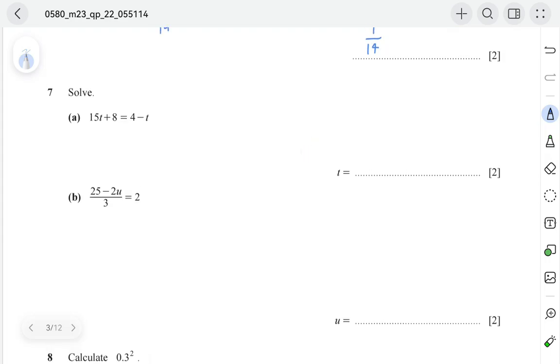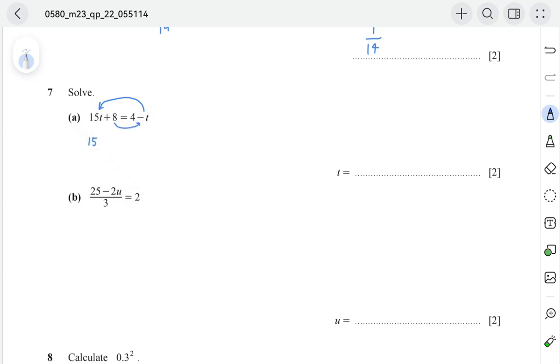Now we're moving on to question 7. We are solving to find the unknown quantities. In question A, we have t. So to solve the equation, we have to make t the subject. First, we do that by grouping like terms. So move this negative t to this side, and then positive 8 to this side.